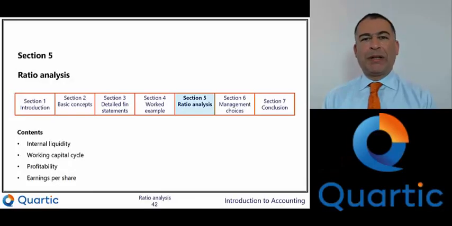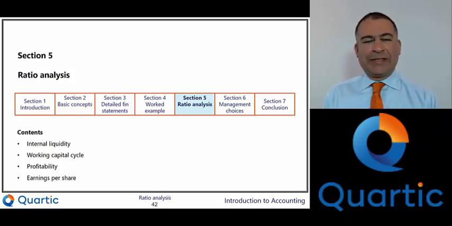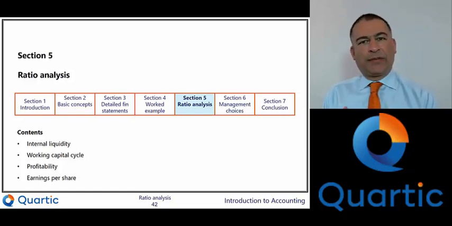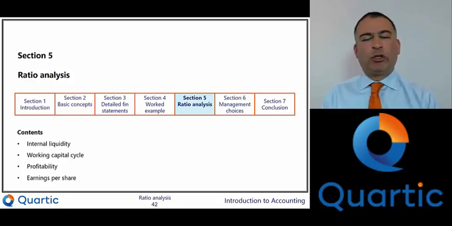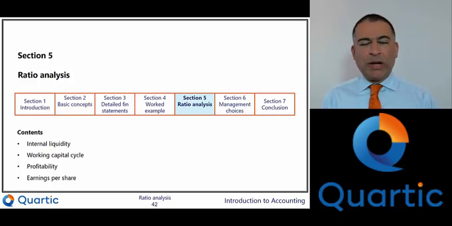Section 5, Ratio Analysis. By this stage, we've learnt about how the basic accounts fit together: your balance sheet, your income statement, the cash flow statement. What we're going to do now is start to understand what some of the numbers are telling us and how we can interpret them. A basic ratio is one number divided by another number, and it's giving us a relative size. How big is one number relative to another number?